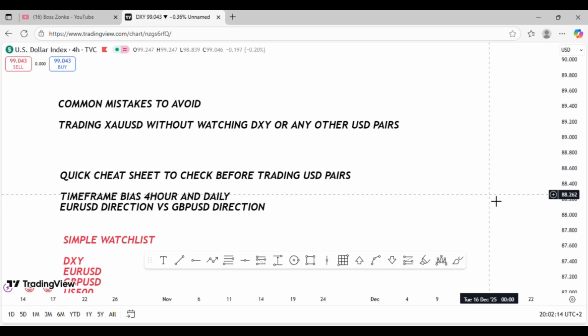And Euro USD direction versus GBP USD direction, because Euro USD and GBP USD, these two move the same direction. They move the same direction no matter what happens. You can go back test and check for yourself. But not all the time though. Sometimes it can just change. But if it changes, I am advising you to stay away.